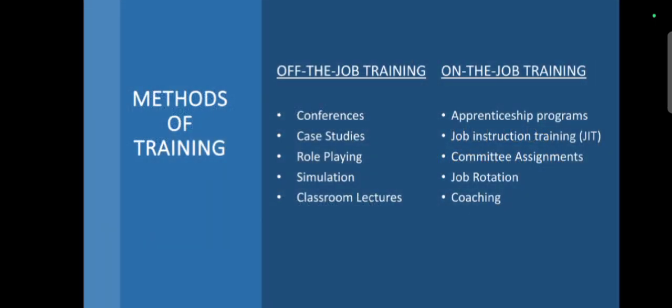Moving ahead, these are some of the examples of off the job training and on the job training. Off the job training includes conferences, case studies, role playing, simulation, and classroom lectures, whereas on the job training includes apprenticeship programs, job instruction training, committee assignments, job rotation, and coaching.